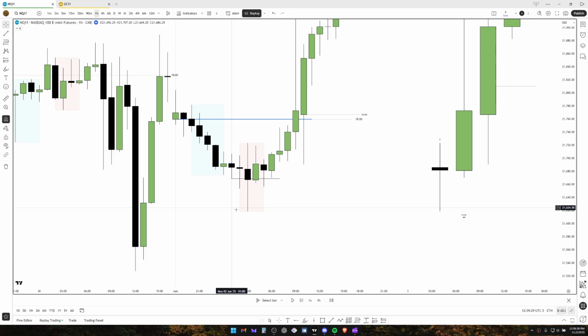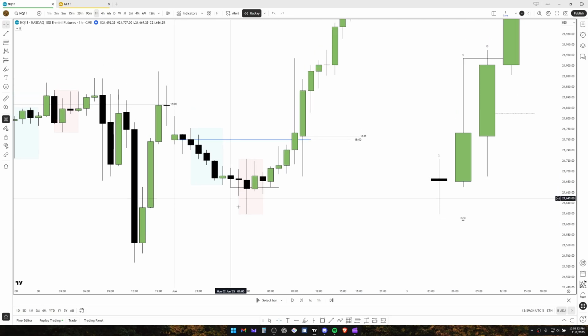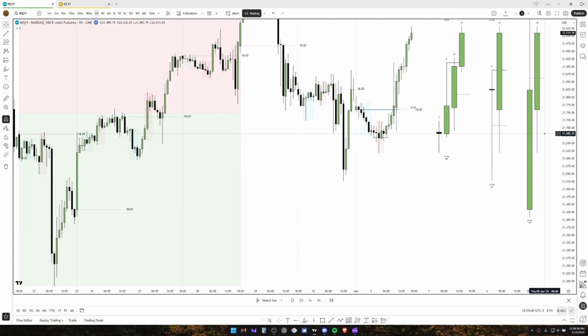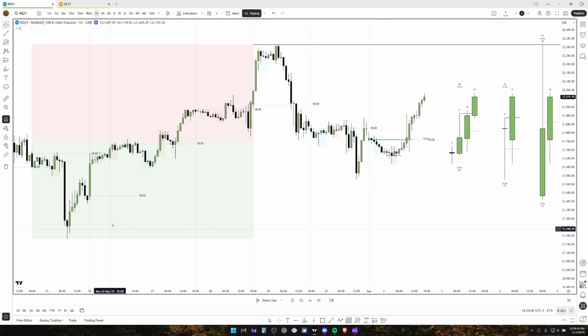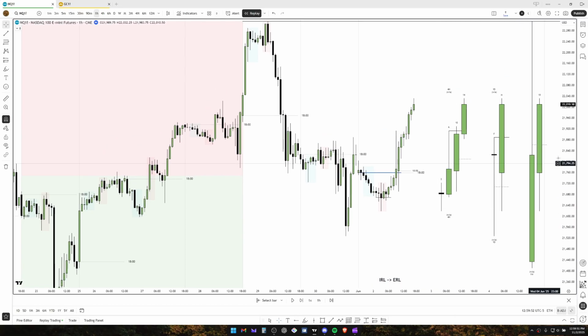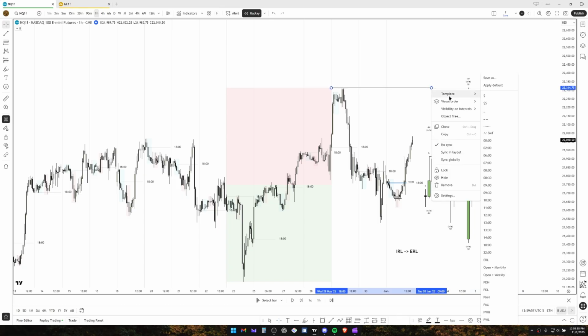This is London, yeah. London made the low of the day. We make a swing, and then we change the direction. Keep in mind that we have this daily range that we're looking at. So we're already expecting the internal range to the external range. Okay. So our targets are up here, back to the external range.